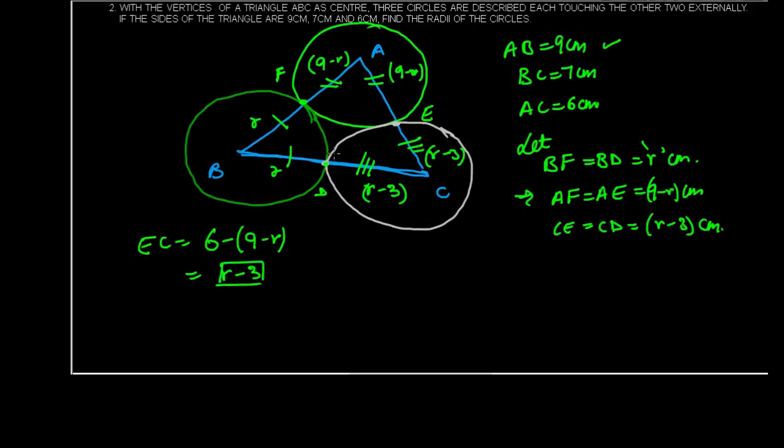Now using this R, we need to find the radii of the circle, right? So use any one equation and find the value of R. So how will you find the value of R? Take any one side and formulate an equation.